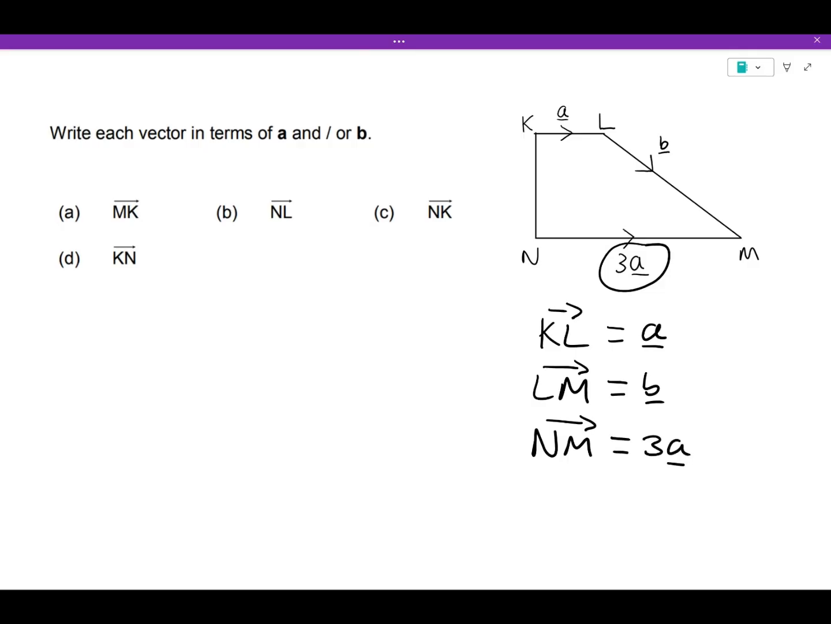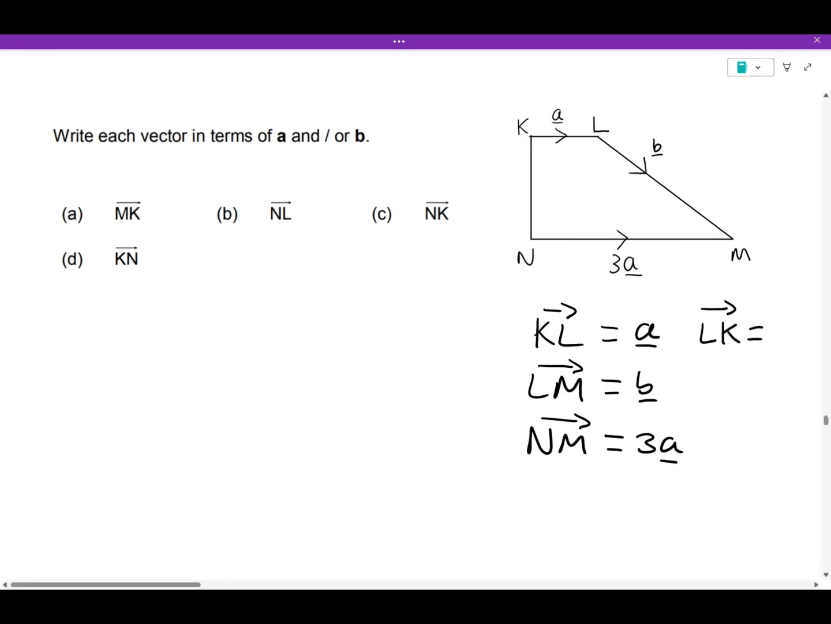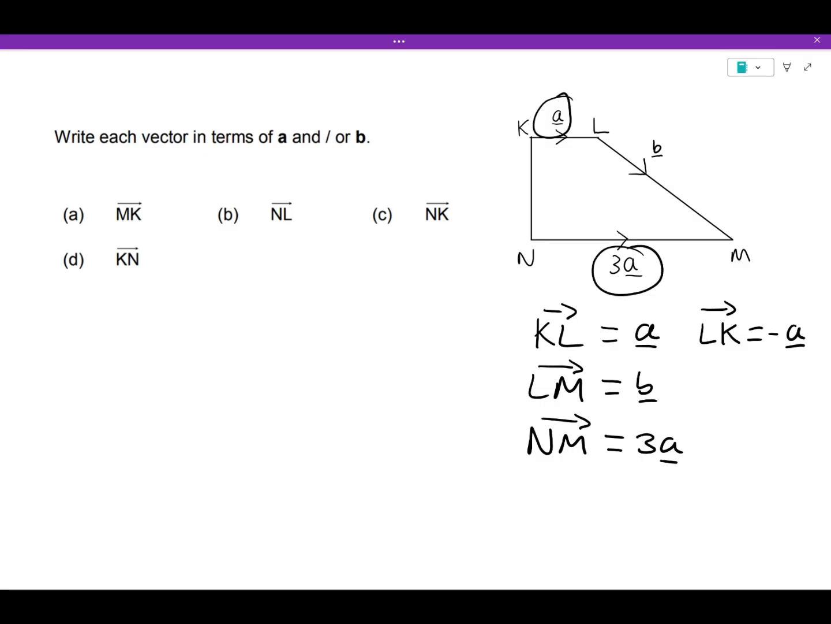Of course, we also know the return vectors. So for example, if K to L is a, then L to K, well, we just have to multiply by negative 1. And we would get the return vector, which would be negative a like that. And we could do the same for L to M and N to M. Now, in terms of what shape this is, well, K to L must be parallel to N to M, since the vector here is a, vector here is 3a, so they're scalar multiples of each other. So this should be a trapezium.